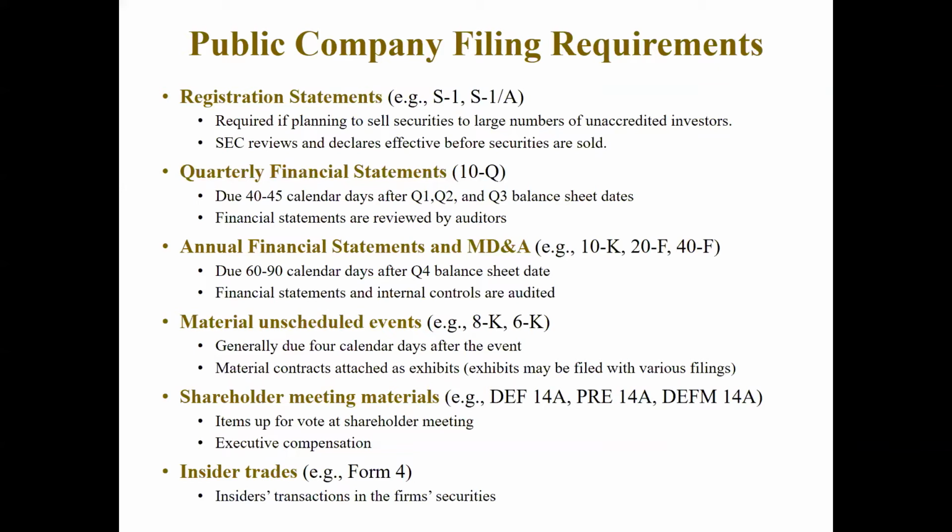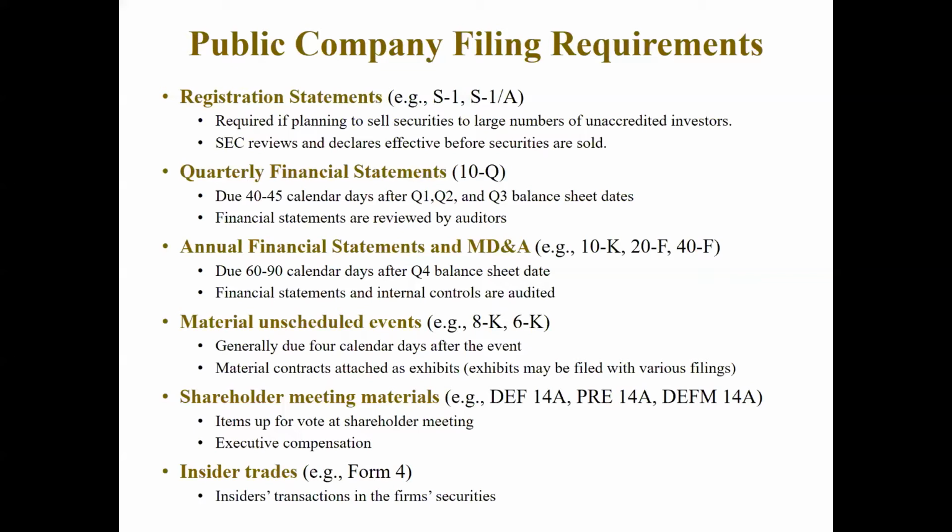Okay, so the annual financial statements are filed on Form 10K for United States issuers, 20F for foreign issuers, and 40F for Canadian firms. And the 10K is just for the fourth quarter, but the financial statements and footnotes in the 10K cover the entire fiscal year. So that document is larger, and so companies have more time to produce it. They have 60 to 90 calendar days after the Q4 balance sheet date to file their 10K with the SEC.